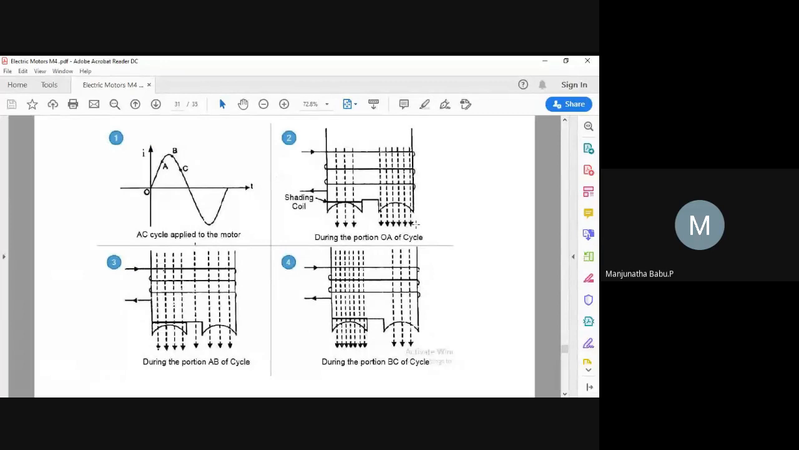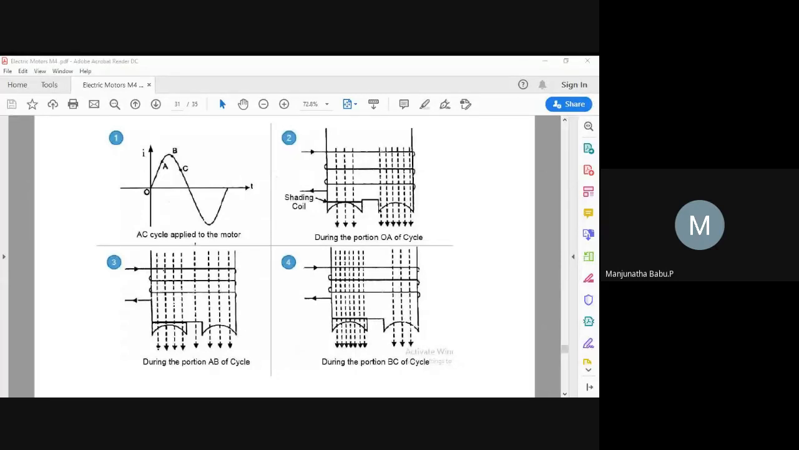During portion OA, the alternating current flux begins to increase, and EMF is induced in the shaded coil. The resulting current in the shading coil will be in such a direction that it opposes. Thus the flux in the shaded portion of the pole is weakened, while that in the unshaded portion is strengthened, as shown in figure 2. So the unshaded pole portion will have more strength, whereas the shaded portion will have weaker strength.